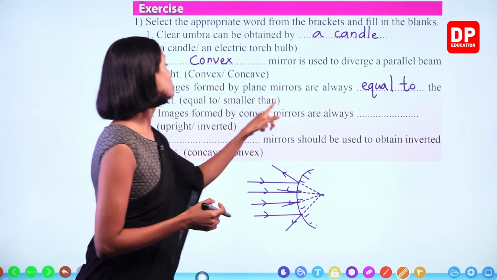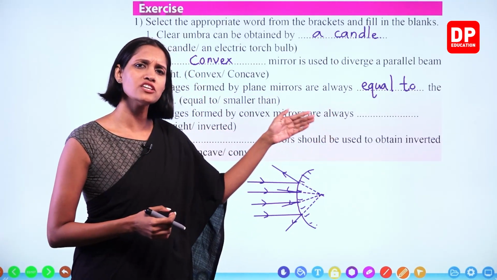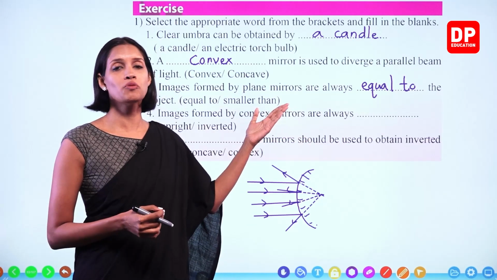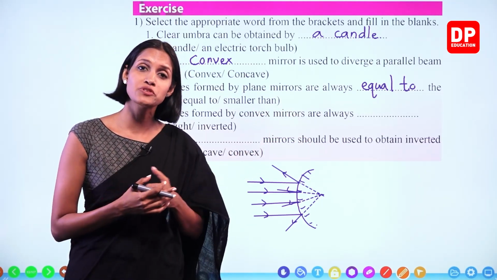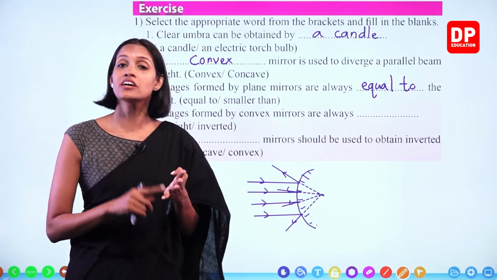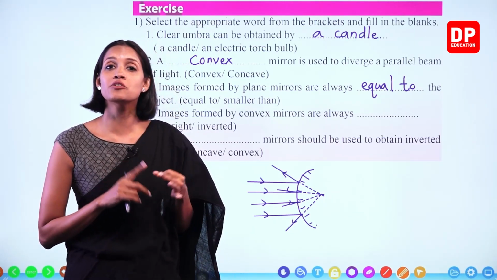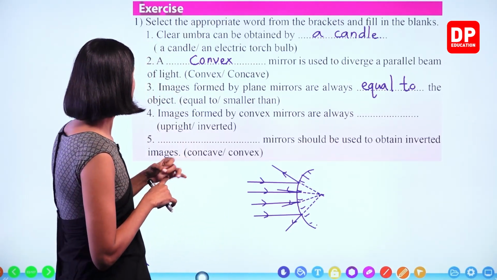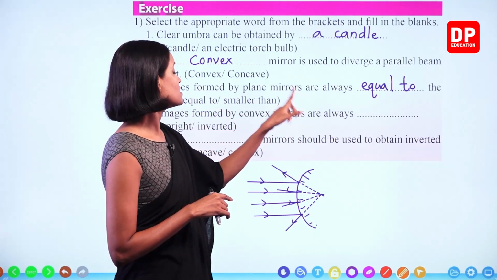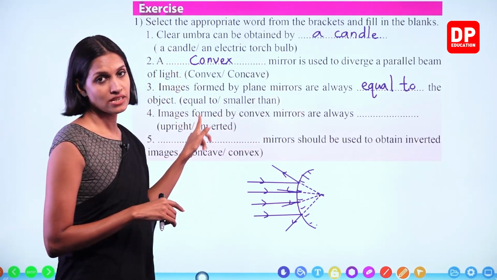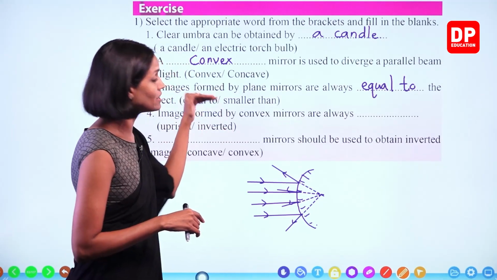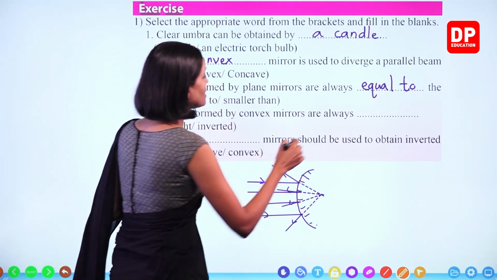Images formed by convex mirrors are always, there's only one type of image formed by convex mirrors. What is that type, children? Always upright, always smaller than the object, and always virtual, right? So images formed by convex mirrors are always upright. Inverted images are formed only by concave mirrors, okay? Upright.